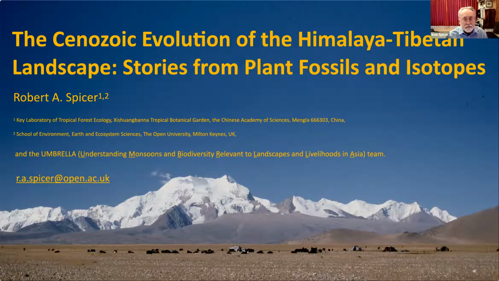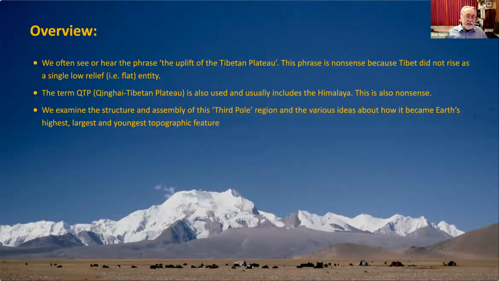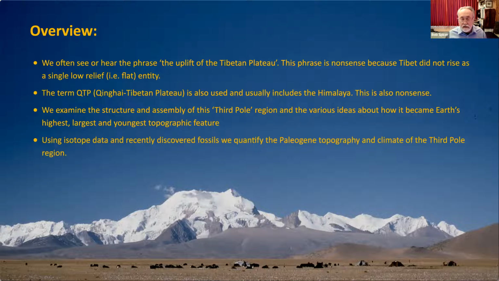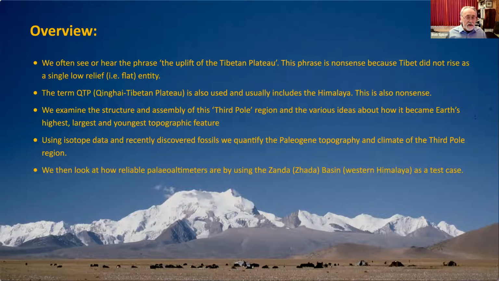We are going to examine the structure and assembly of what I prefer to call the third pole region, and the various ideas of how it came to be Earth's highest, largest, and youngest topographic feature, a feature that impacts the entire global climate, but of course has major influences on the Asian monsoon system. We're going to look at isotope data, and we're going to look at fossils and the way that they've been used to quantify the topography and climate of this third pole region. And then we're going to examine just how reliable these paleoaltimeters are. And to do that, we're using a particular location, the Zanda or Zada Basin in the Western Himalaya.